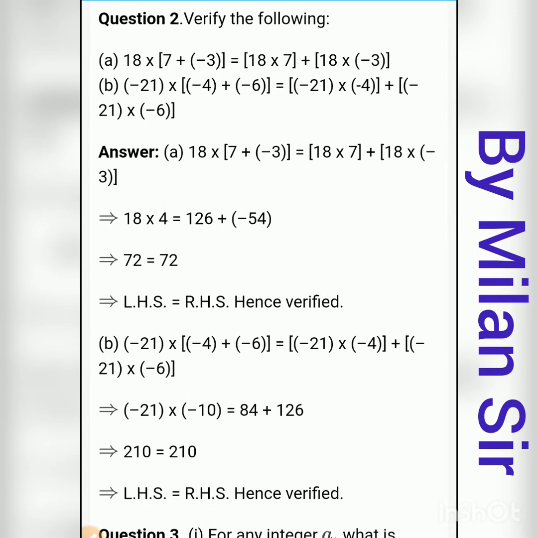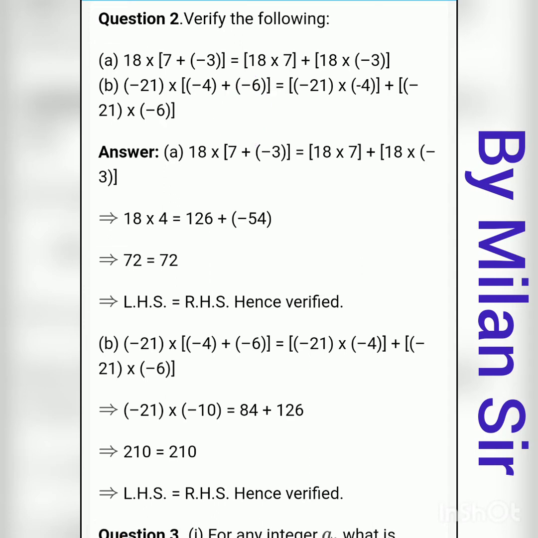Here two internal questions are there. Let's start. Question number 1. 18 multiply in bracket 7 plus minus 3 is equal to 18 multiply 7 plus 18 multiply minus 3. This is the distributive property, right? We already learned this property in our theory part, the distribution of multiplication over addition.